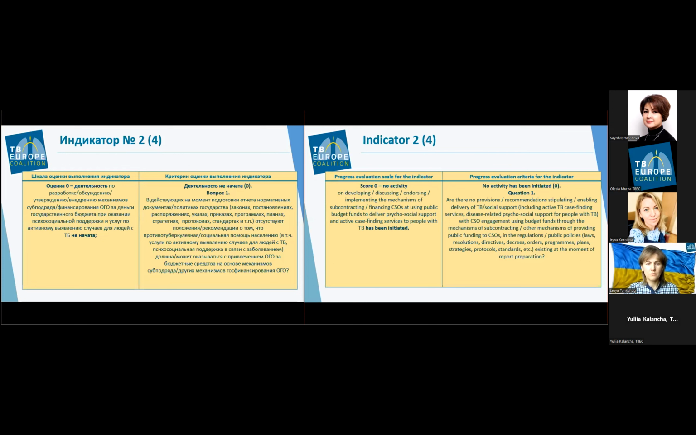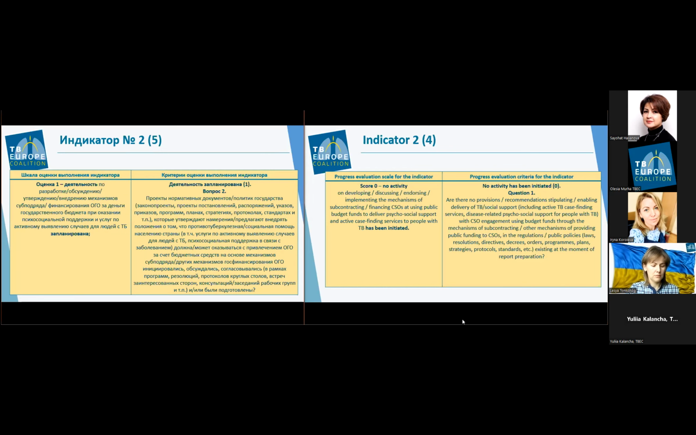So if the score is 0, it is the same as in indicator number 1: activity has not been started. So we understand that there is a lack of provisions or recommendations that TB support to the population should be or can be provided at the state budget funds on the basis of subcontracting mechanisms or other mechanisms of funding.